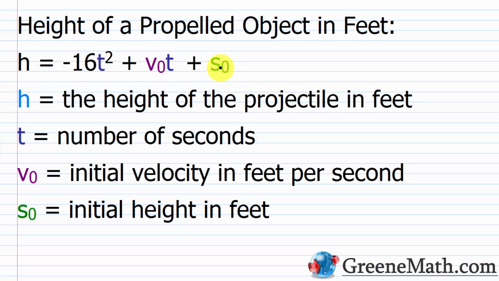They're going to give you stuff to plug in, and then you're going to have to solve for something, okay? So h is the height of the projectile in feet, t is the number of seconds, v sub 0 is the initial velocity in feet per second, and s sub 0 is the initial height in feet. When we're talking about height, if I get a height of 0, that means I'm on the ground. If I get a height that's positive, let's say h is 50, that means I'm at a height of 50 feet in the air. If I get an initial height of 50 feet, it's the same thing: I'm launching from 50 feet.